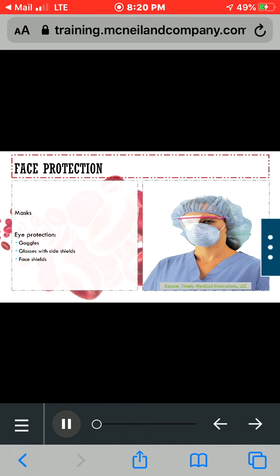When splashes, spray, spatter, or droplets of blood or other potentially infectious materials may be generated, and eye, nose, or mouth contamination can be reasonably anticipated, masks and eye protection devices must be used. Eye protection may include goggles, glasses with side shields, or face shields.